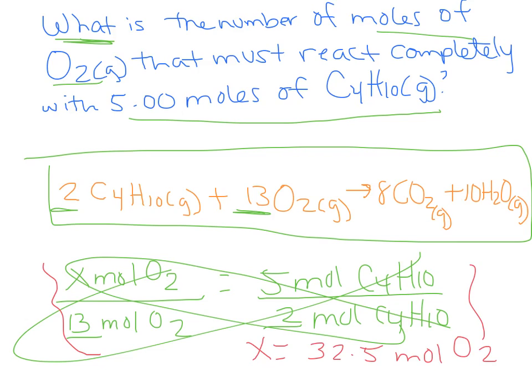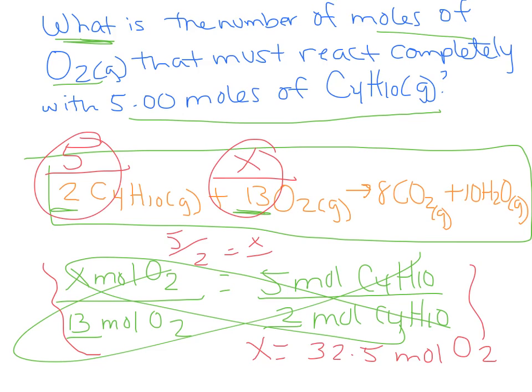We also will sometimes just write the number right above it. So for example, I have 5 moles of C4H10. So I'm going to go right above C4H10 and write a 5. And it says, what's the number of moles of oxygen? So right above oxygen, write an X. So this becomes my proportion. 5 over 2 equals X over 13. It's a little bit quicker.